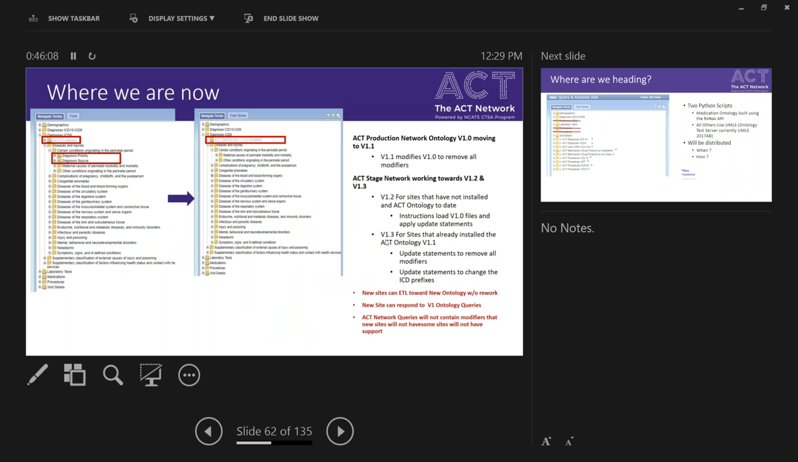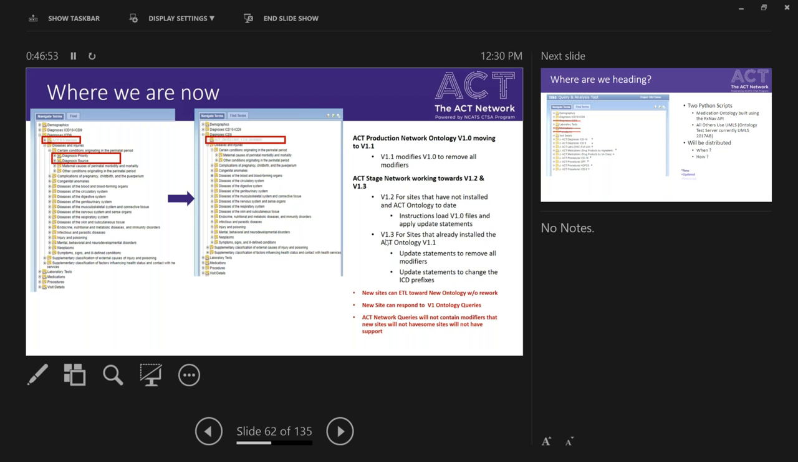So where are we now? We've been going round and round on going to the new ontology. We were really close to releasing it, and then we pulled back because we decided that we wanted to add more sites to the network before we expand the ontology. So right now the production sites are on version one of the ontology, and it has modifiers in production for diagnosis, labs, and meds. Over the next couple of weeks, we're going to be moving to some hybrid of the version one ontology, depending on where you are right now.